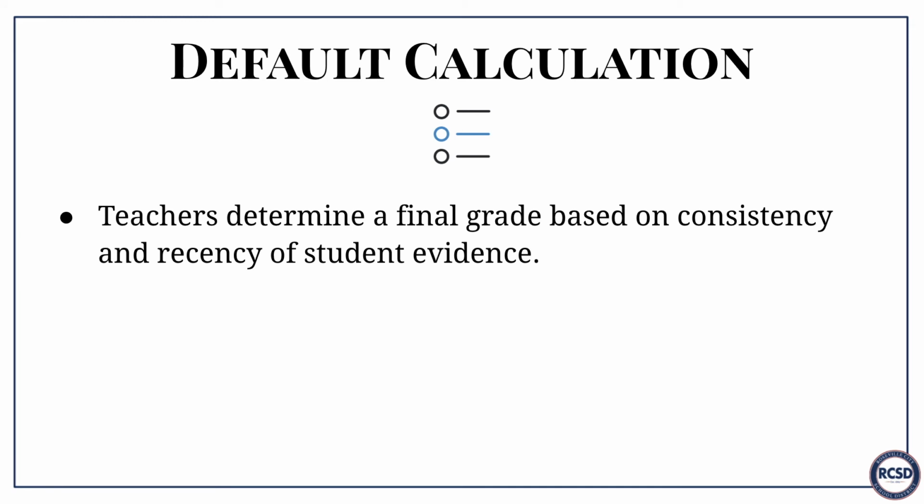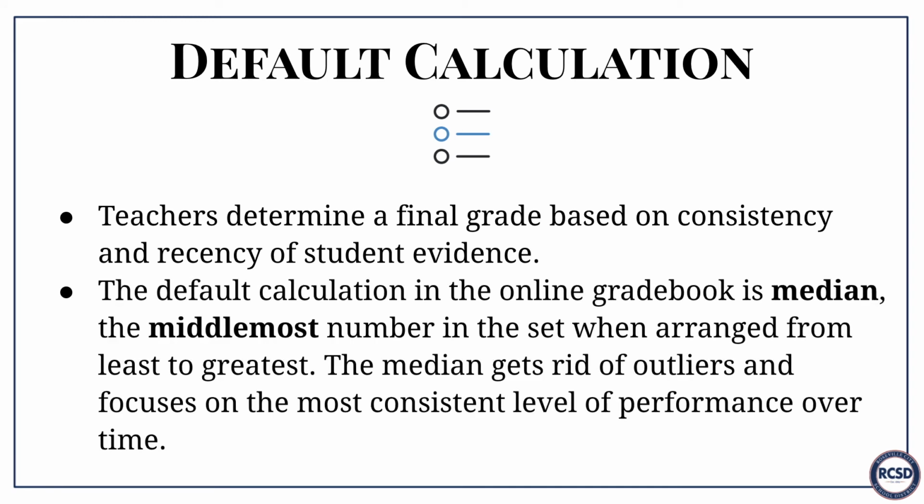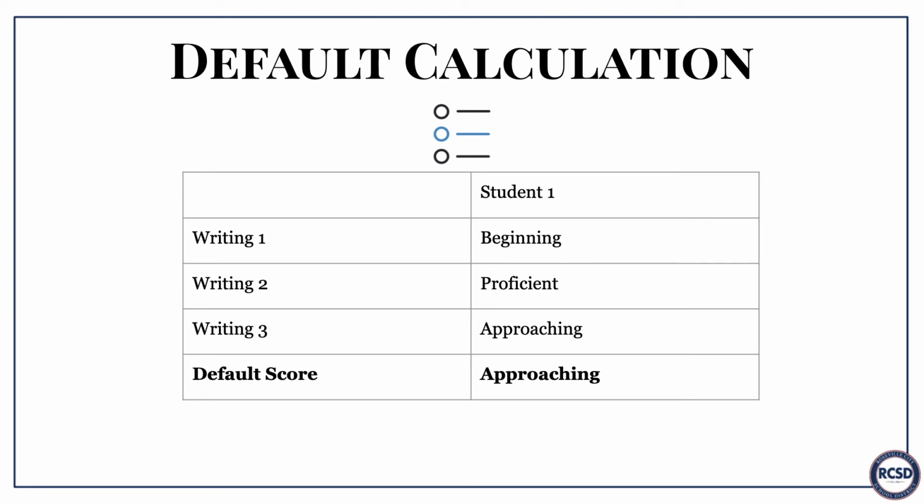Teachers determine a final grade based on consistency and recency of student evidence. The default calculation in the online gradebook is median, the middlemost number in the set when arranged from least to greatest. The median gets rid of outliers and focuses on the most consistent level of performance over time. Here's an example of a student with 3 summative writing scores. When you arrange the scores from least to greatest, it goes beginning, approaching, proficient, which means the default score would be approaching.